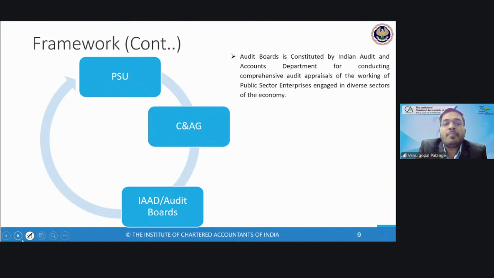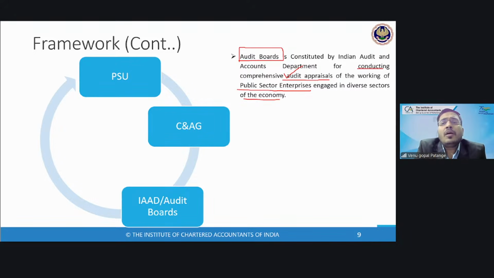So let us look at audit boards. If a question directly comes on audit boards, describing functions or activities of audit boards, this is what you need to write. Audit boards are constituted by the Indian Audit and Accounts Department for conducting comprehensive audit appraisals of the working of public sector enterprises engaged in diverse sectors of the economy. So the role of C&AG and IAAD is performed by audit boards on the ground. These are the people on the ground who visit PSUs and perform audit appraisals of how public sector undertakings are working.